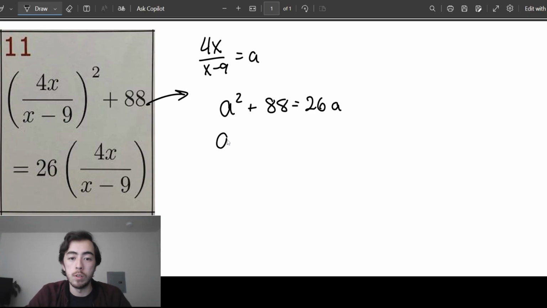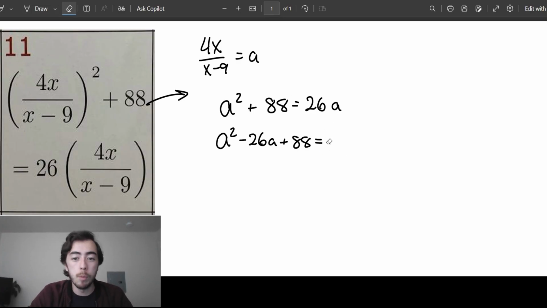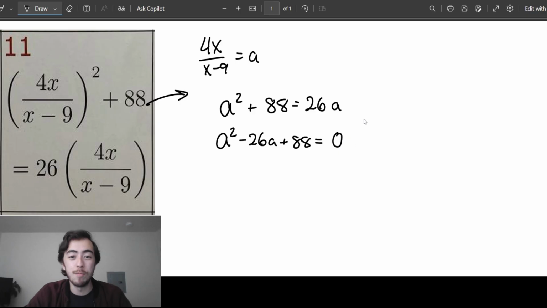Usually with these, you'll want to set the equation equal to 0. I'm hoping it's a friendly kind of problem where we can just solve it by factoring. I'm looking for two numbers that add to negative 26 and multiply to 88. So I think 22 and 4 will do the trick. So a minus 4 times a minus 22 is equal to 0.